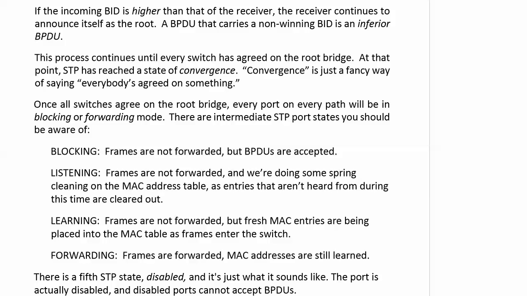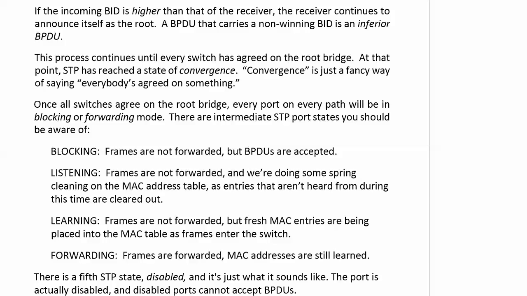They're cleared right out. Now, learning is when we're basically restocking the MAC entries, because what do we do after spring cleaning? We always go out and buy more stuff, right? We bring something else in. That's what the learning state is all about. Frames are not yet being forwarded, but fresh MAC entries are being placed into the MAC table as frames enter the switch. Then we've got forwarding, which is where we're trying to get. Frames are being forwarded, and of course MAC addresses are still being learned.